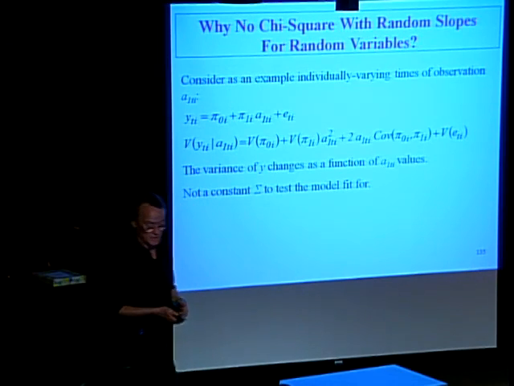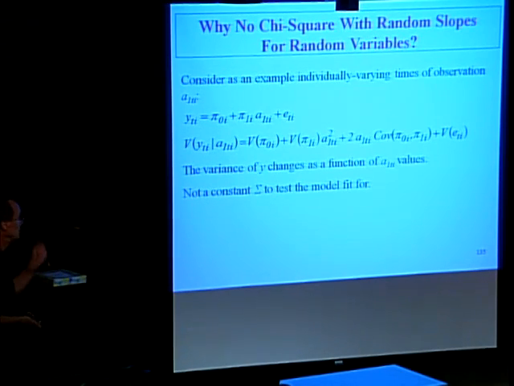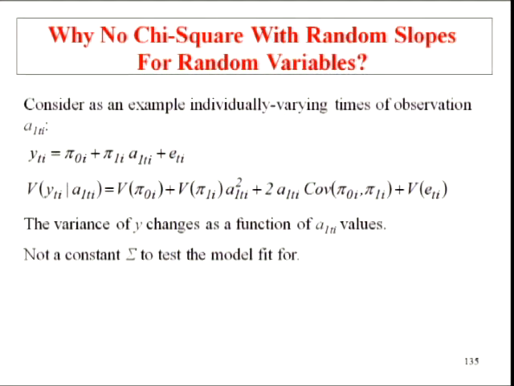So here's the question, on slide 135. Why no chi-square? Sounds like our 6-year-old grandson talking. Why no chi-square? Why is there no chi-square with random slopes for random variables?